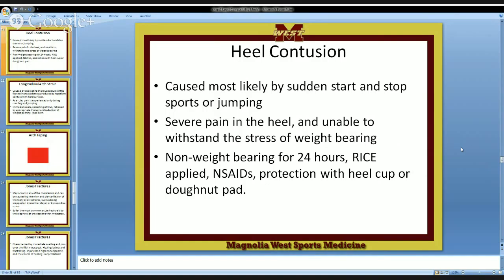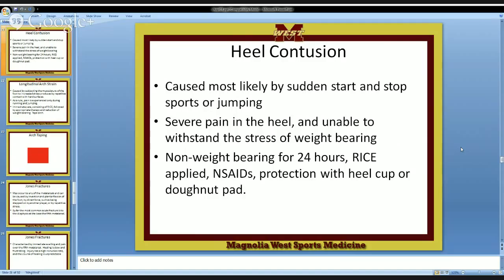Usually they grow out of it. Heel contusion. Anybody ever go running around in bare feet? Yeah? You ever hit something hard with your heel and bruise your heel? A rock. Yes, a rock.